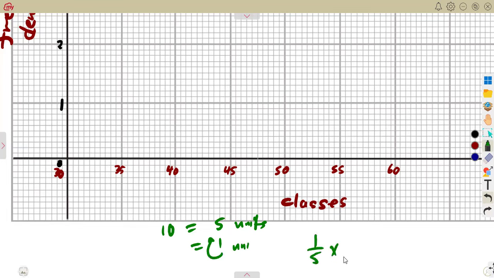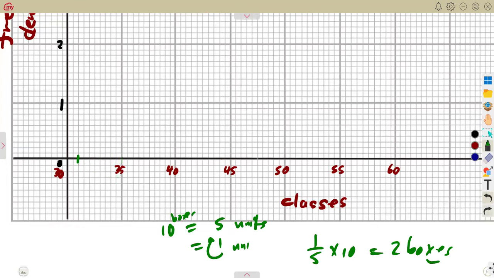It's going to be 1 over 5 times 10, which is 2 boxes. Remember, these are small boxes. So for each 2 small boxes on the horizontal axis, it represents a 1. So this is like 1, 2, 3, 4, 5, so it's 31, 32, 33, 34, 35. That is what it means.